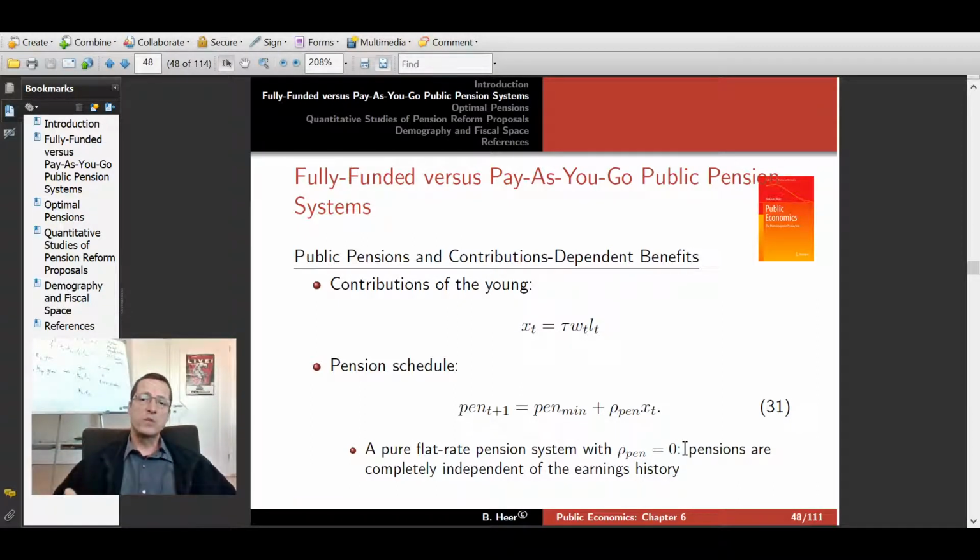In the following, we will study that we have an indexation of your pension with regard to your previous contribution. So the lower pension mean, the lump sum component, and the higher rho pen, the more related is your pension to the contribution. We talk about a regressive pension system if rho pen is high and pension mean is low, and we talk about a progressive pension system if pension mean is large and rho pen is small.